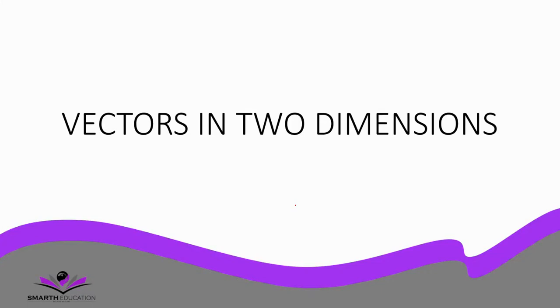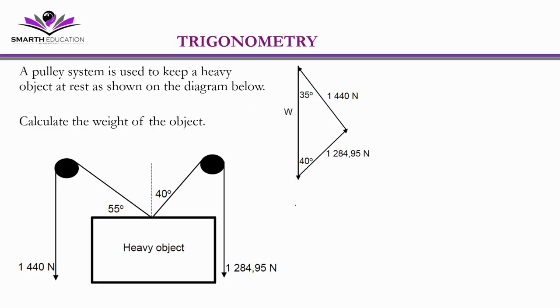Welcome back. Let's do activity 5. A pulley system is used to keep a heavy object at rest as shown on the diagram below. Calculate the weight of the object. So we can use our vector diagram or even use our original diagram here. We're going to start by using our original diagram, and then thereafter we're going to use our vector diagram.